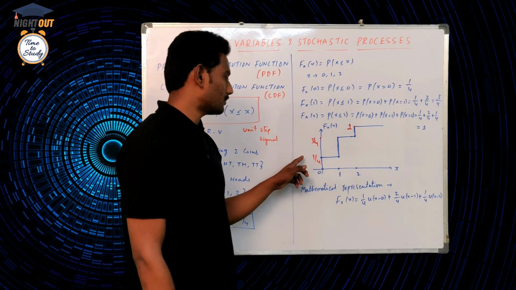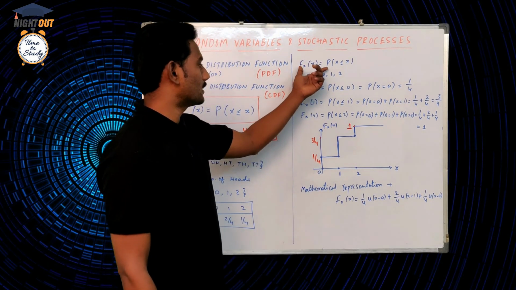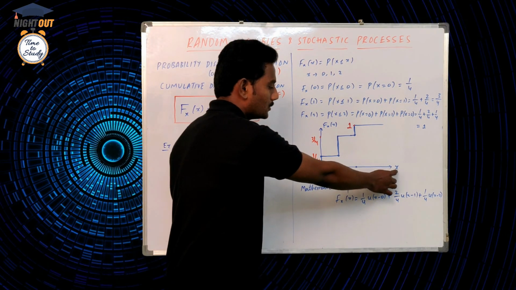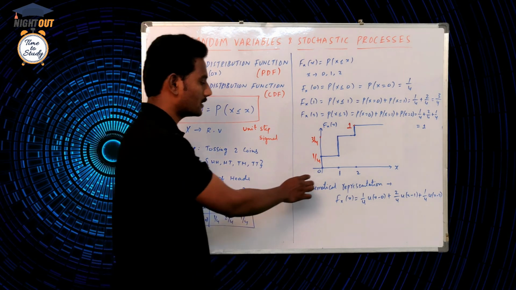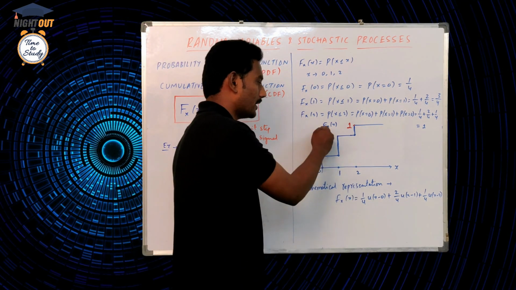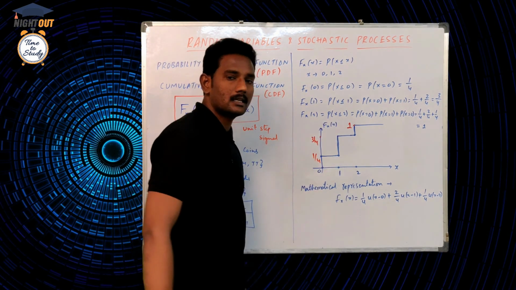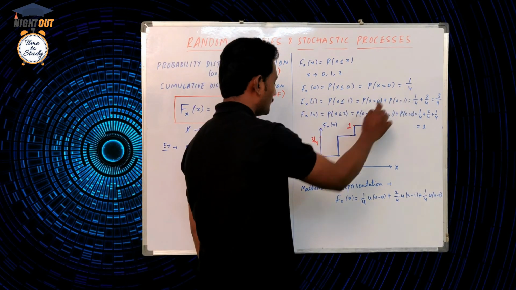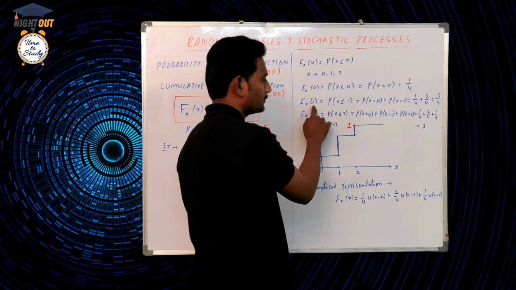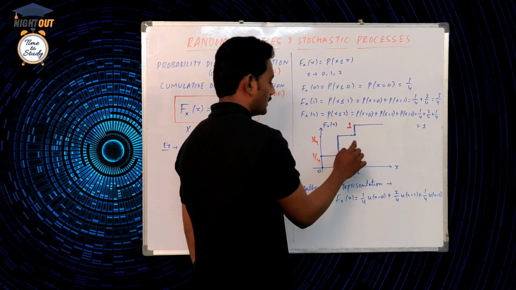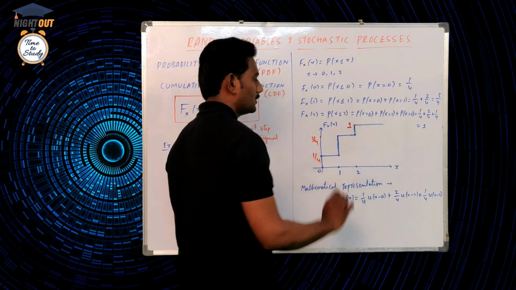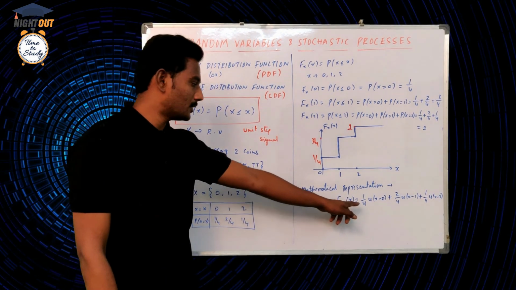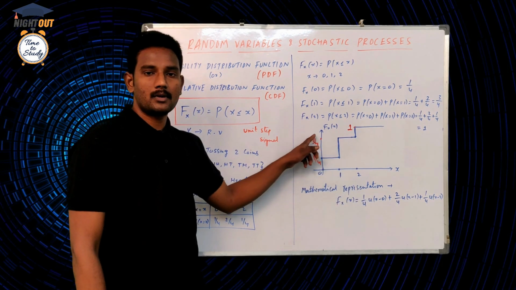And we can also represent this distribution function graphically. First we take on the x-axis the values of x, which are 0, 1, 2. On the y-axis we take the distribution function Fx of x. So at 0 we are getting 1 by 4, at 1 we are getting 3 by 4, and finally at 2 we are getting 1. So we can mathematically represent the distribution function by using a unit step signal, and we can also plot it graphically.